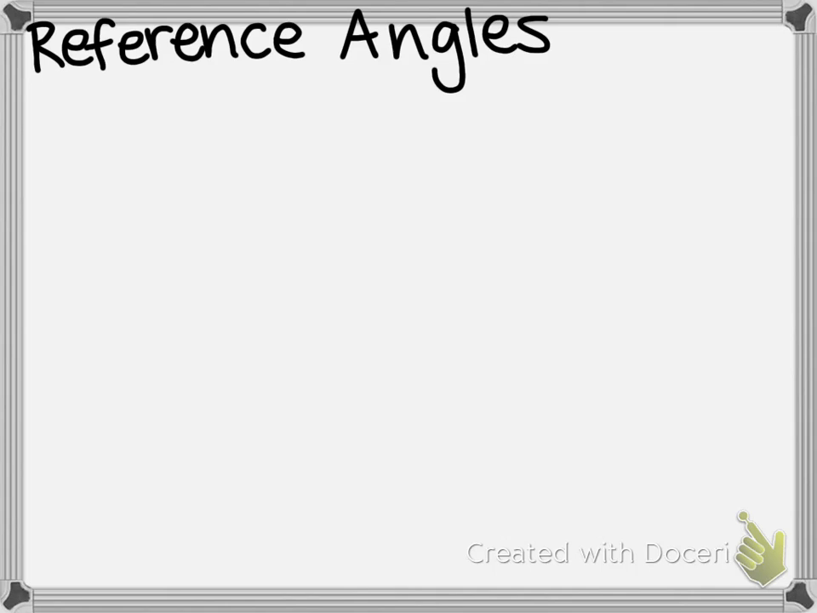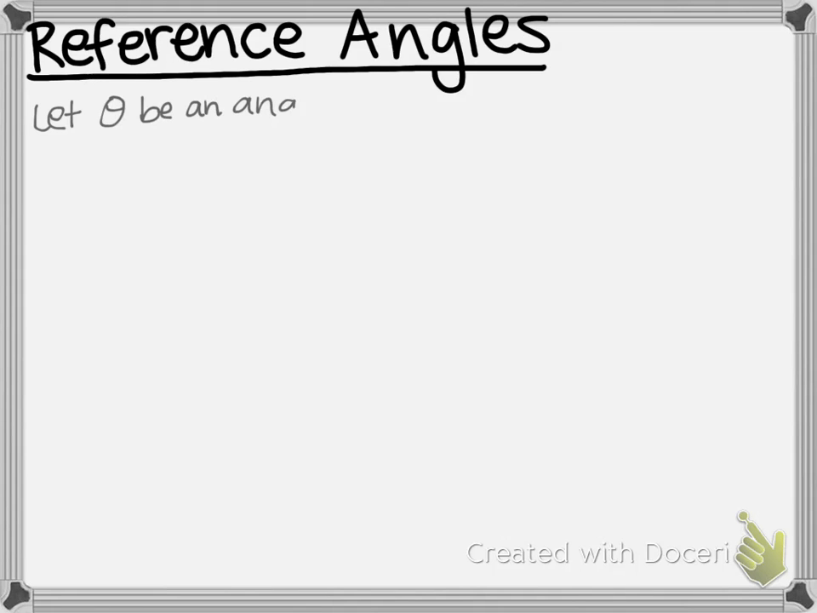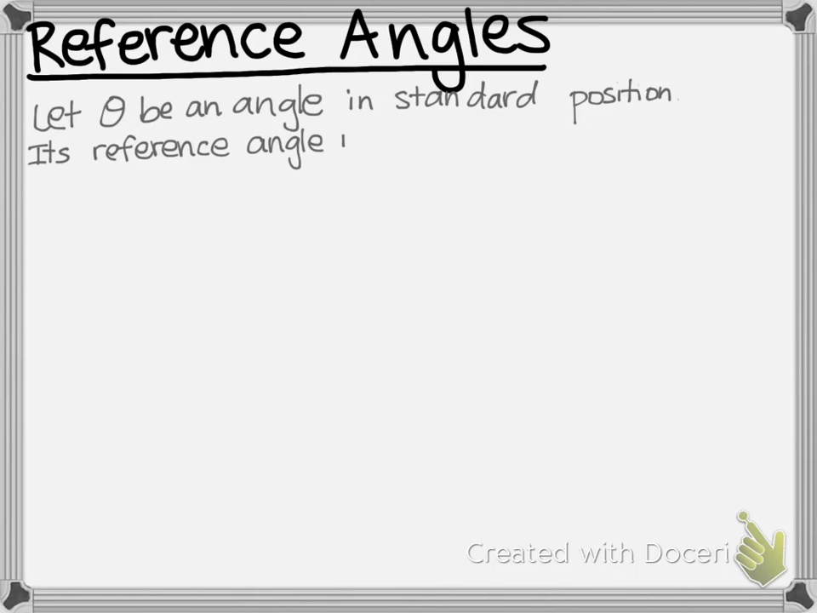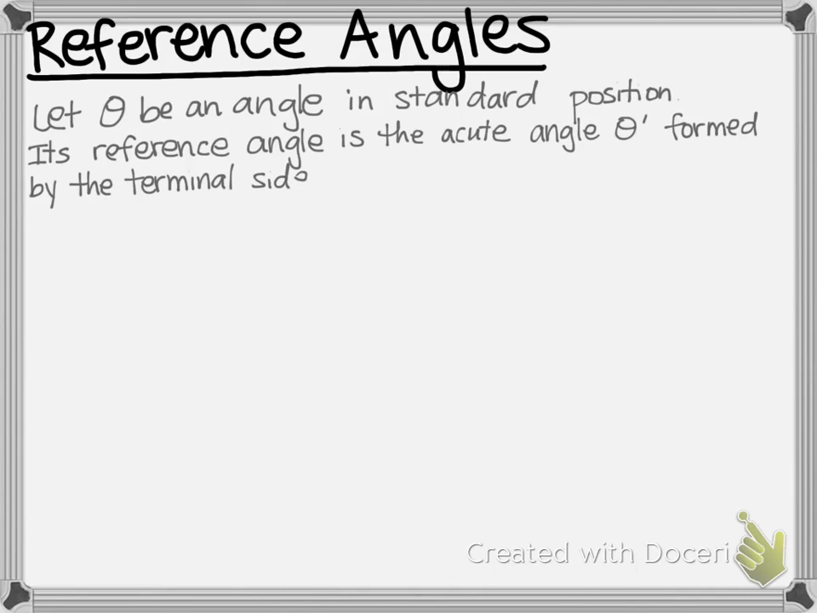So for the most part, we remember the first quadrant, and then we're able to use the first quadrant to figure everything else out. So if I let theta be some angle that is in standard position, then its reference angle is the acute angle theta prime formed by the terminal side of theta and the horizontal axis.